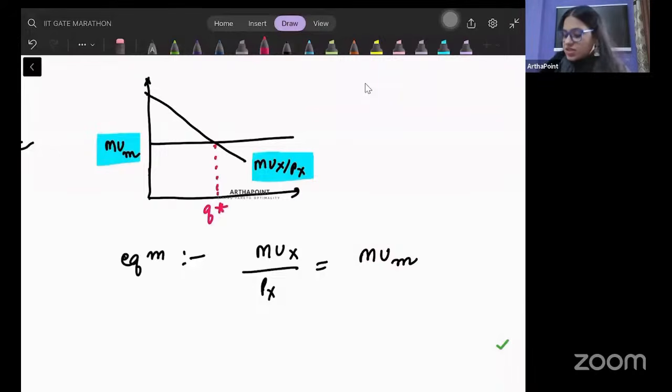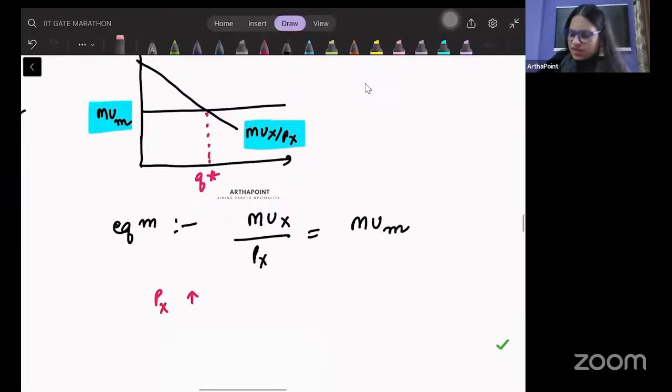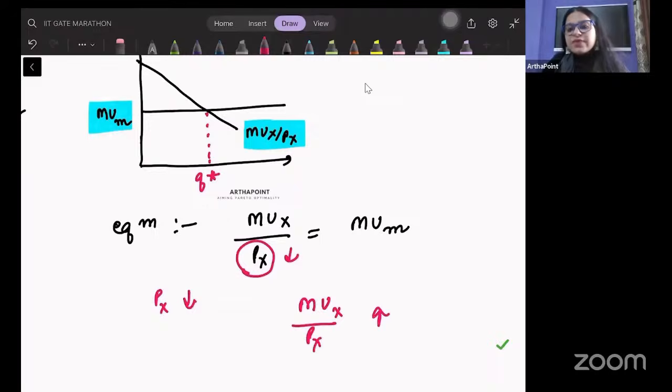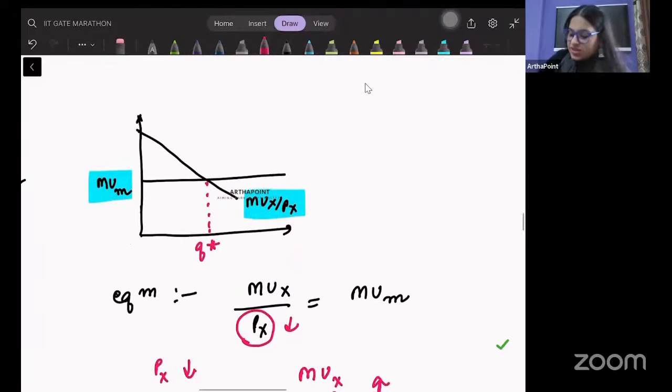Then he asked, suppose your price of good X will increase. Then what will happen? Yeah, decrease. Any one thing you can take. So suppose price of good X decreases. So the denominator is decreasing. If the denominator is decreasing, then MUX by PX will increase. So then he said that suppose the price of good X will decrease.